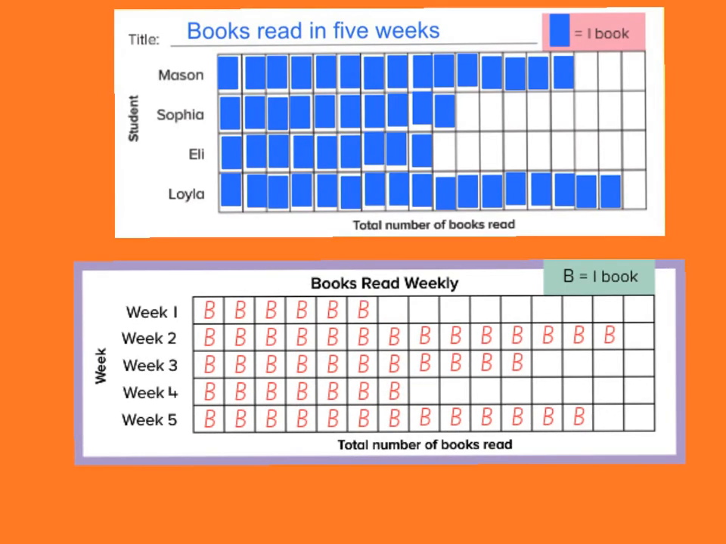So here's my two graphs. But how is this graph different to the first graph that we did? Well, this graph shows a weekly result instead of this graph showing an individual's total result. So here we have a weekly result for how many books were read, and here we have the individual children's results. So which picture graph would be most suitable if you were interested in the student who read the most books? It would be this one, wouldn't it? Because this tells you the individual student results.